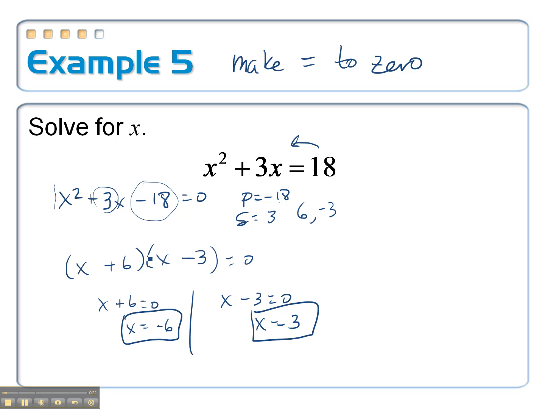Now, the reason why this works is if you were to FOIL this thing out, of course you'd have x times x, which is our x squared term, and then we'd have negative 3x plus 6x. If I were to add those two together, I get my positive 3x. And then finally, using your last term, 6 times negative 3 gives us negative 18. So that's why this thing works.